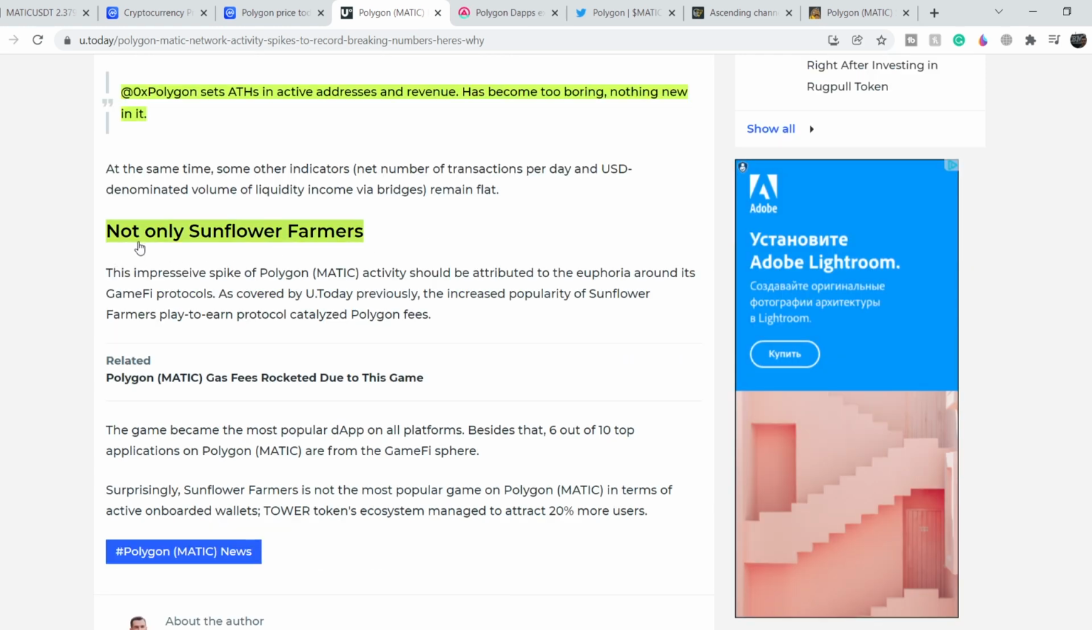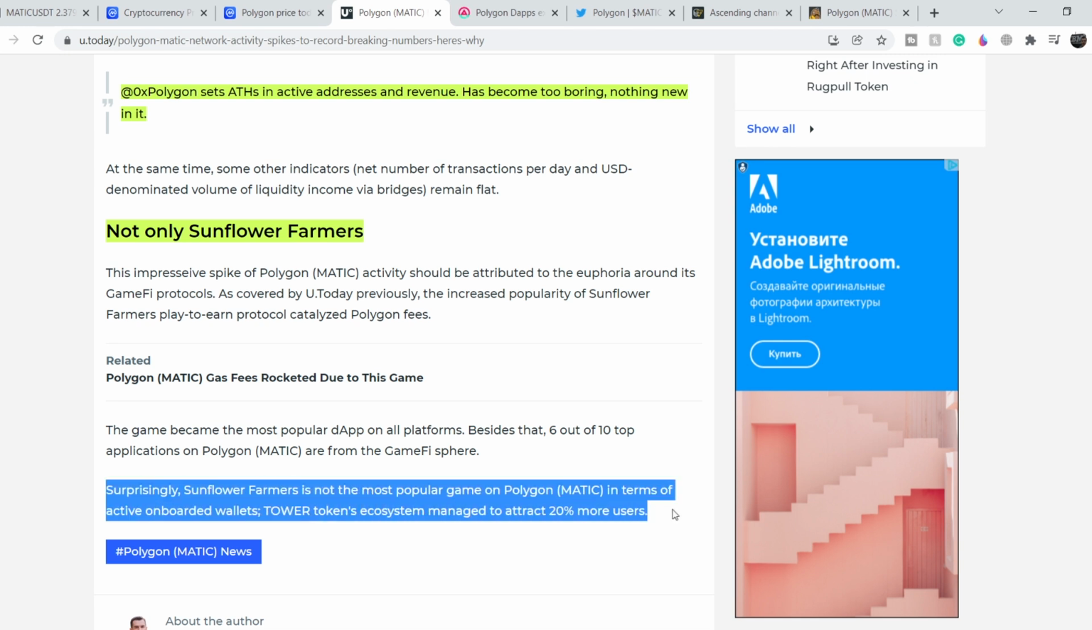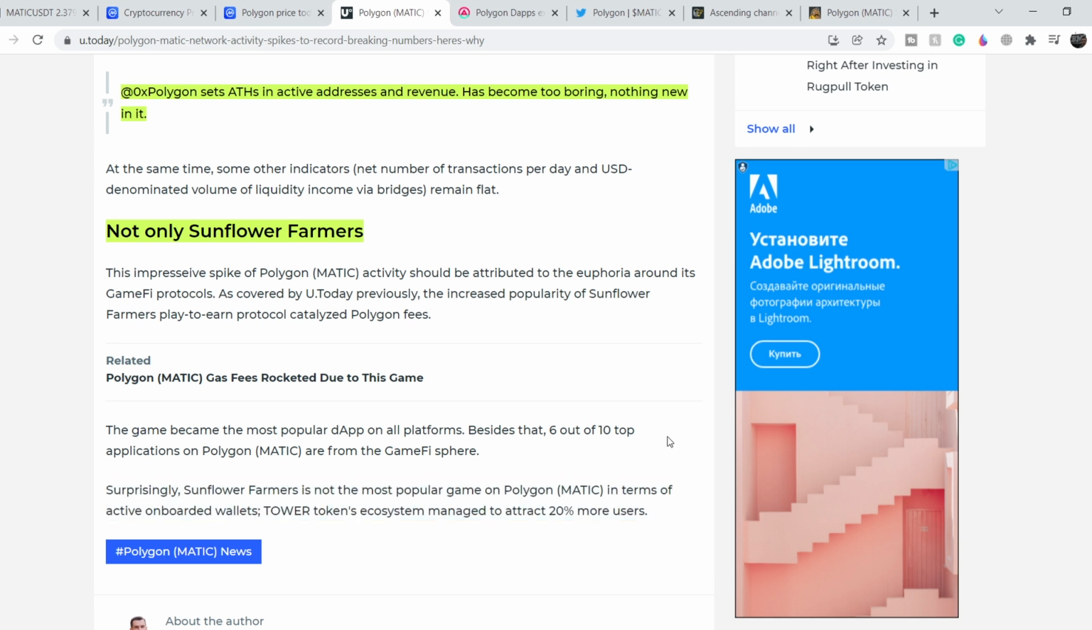And right here you can find the information that it is not only the Sunflower Farmers game that was the reason for this spike. Surprisingly, Sunflower Farmers is not the most popular game on Polygon in terms of active onboarded wallets. The Tower Tokens ecosystem managed to attract 20% more users. So, as you can see, more and more games, more and more DeFi apps are working on the Polygon network, and this means this network is becoming more and more popular.